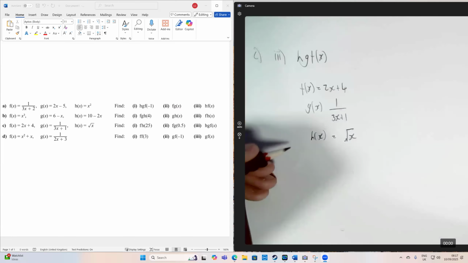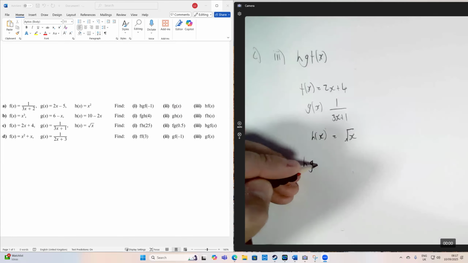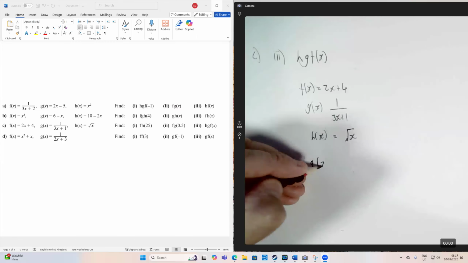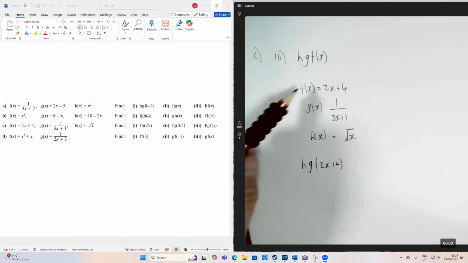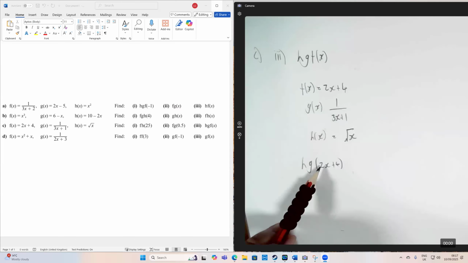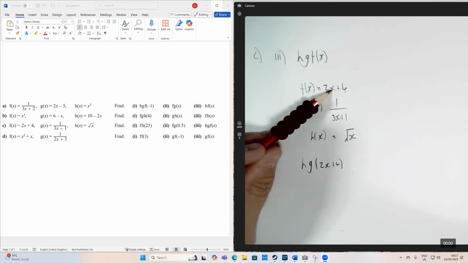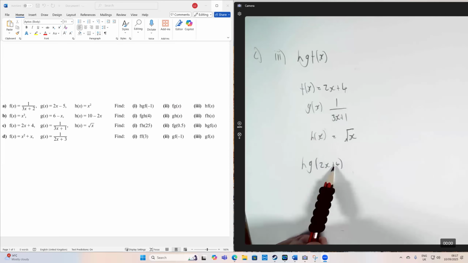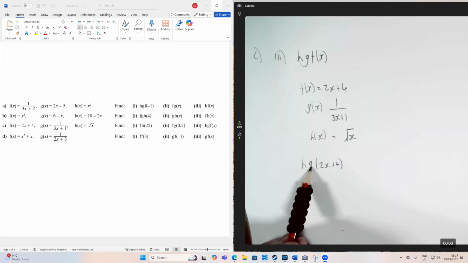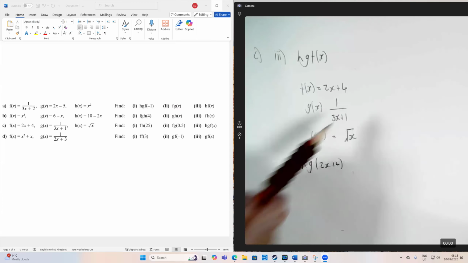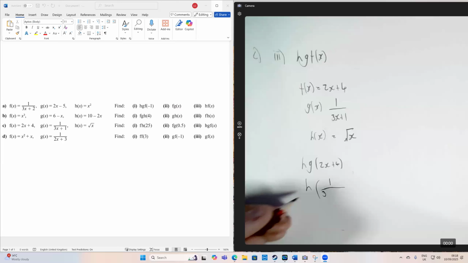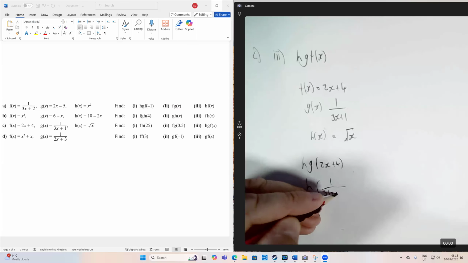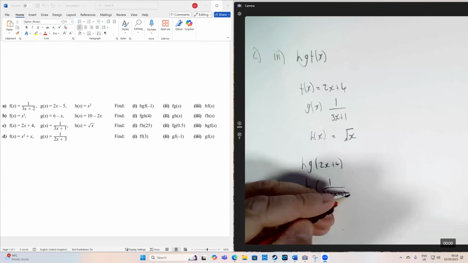Okay, so let's work down the chain. First of all, we've got to work out h of g of f of x. Now, f of x is 2x add 4. So it's algebraic this time; it's just the algebra that's going in. f of x has gone into g of x. So this 2x add 4 is now going to go into g of x, which is 1 over 3x add 1. So we're going to have h of 1 over 3 times our new x, but our new x is the 2x add 4, and then add 1.